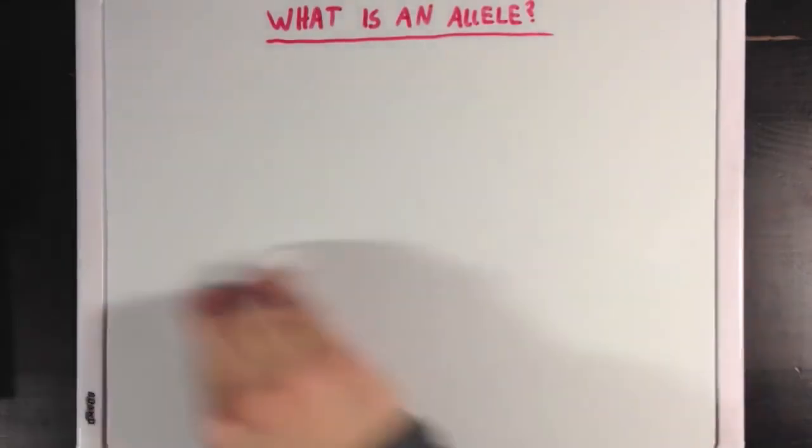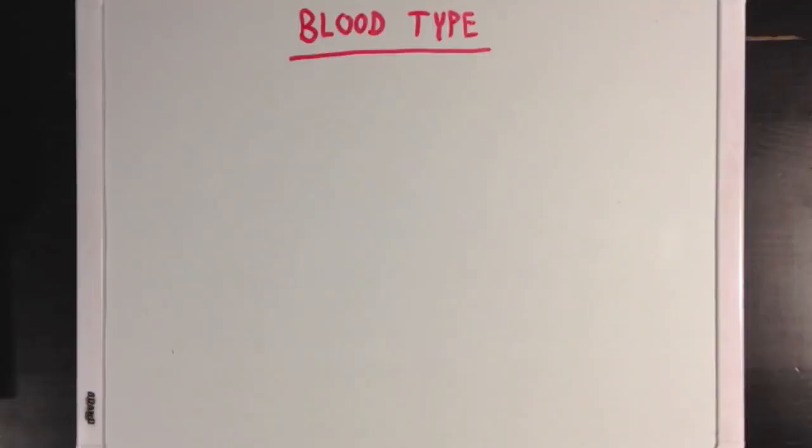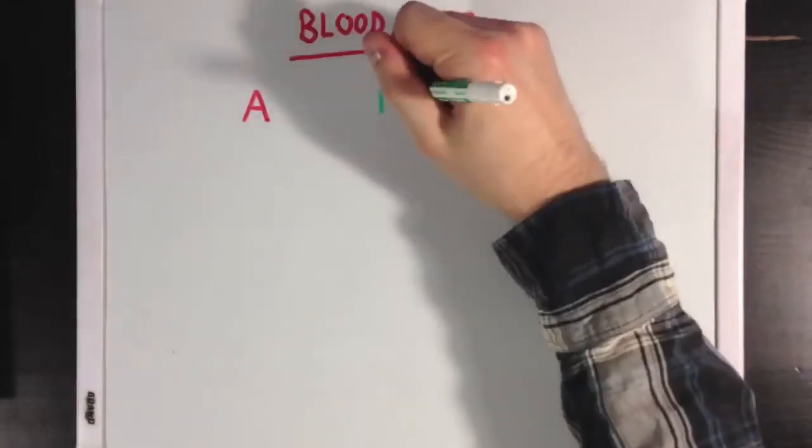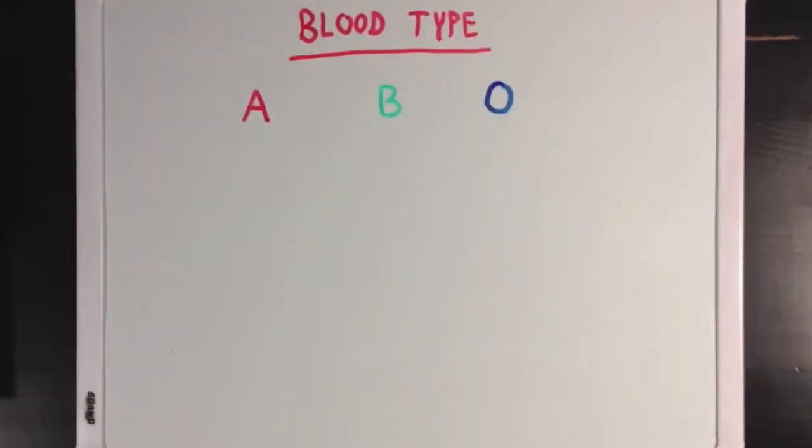So let's look at an example, and we'll start by talking about blood type. Now I'm sure that you've heard that blood types are usually named with letters like A, B, and O, but what does that actually mean? Well, there's a specific allele that codes for blood type. And let's say that we have this guy here, and his alleles both code for blood type A, and I'll use the letter A for that.